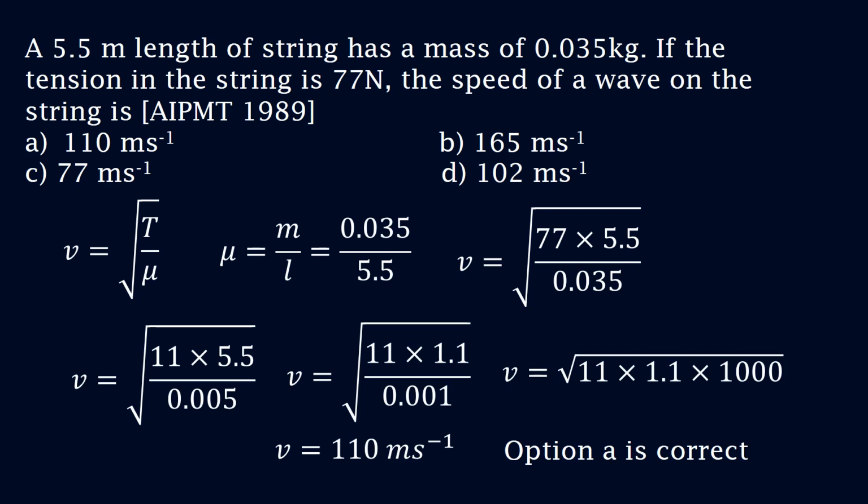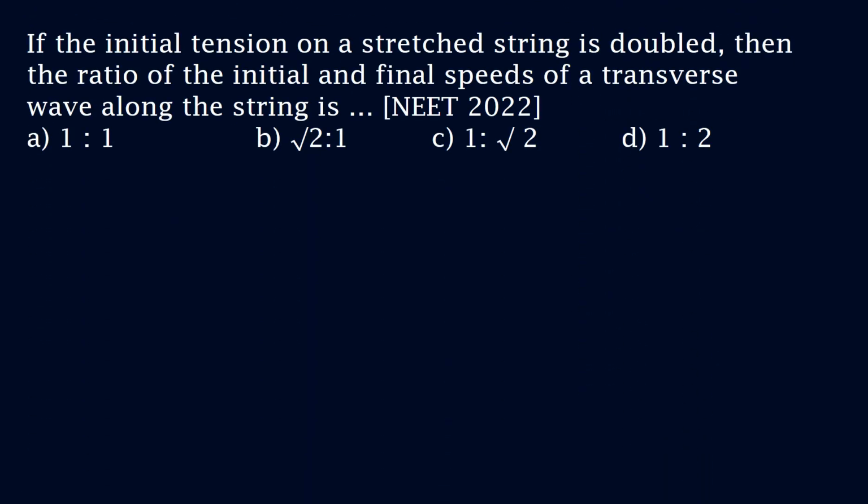Option A is correct. The problem involves a stretched string with an initial tension that is later doubled. The task is to find out the ratio of the initial speed to the final speed of a transverse wave along the string. This question is from NEET 2022, is related to the relationship between the tension and wave speed.